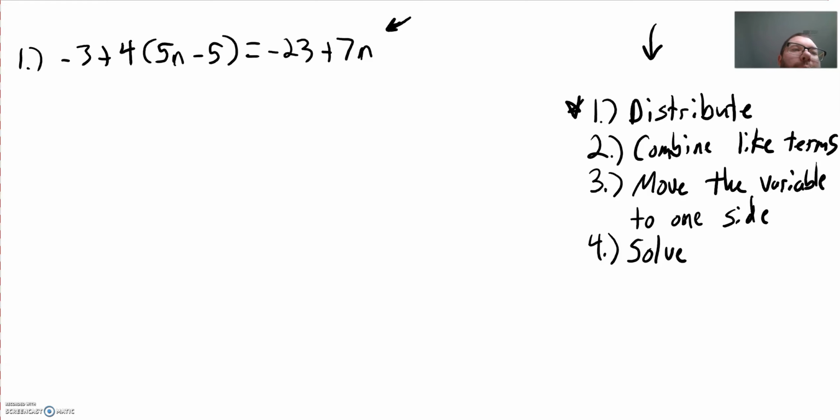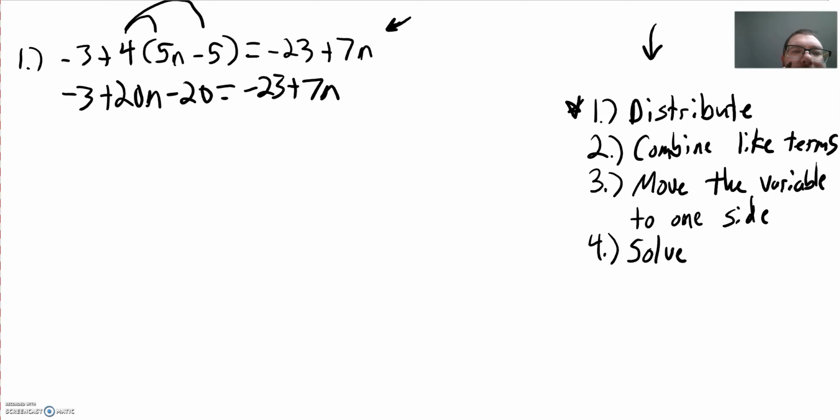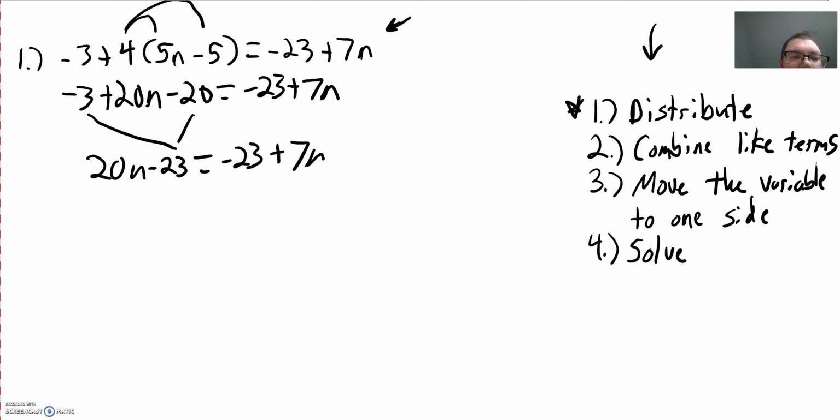They're not like terms because that 4 is multiplying with an n and with a -5 there. So it has to multiply first. So we're going to distribute that 4 first thing. Okay, that's going to give me -3 plus 20n minus 20 equals -23 plus 7n. Okay. Now our next step is to combine like terms. So I don't have anything on the right, but on the left, I have that -3 and -20 that can combine to become -23. So that would give me 20n minus 23 equals -23 plus 7n.